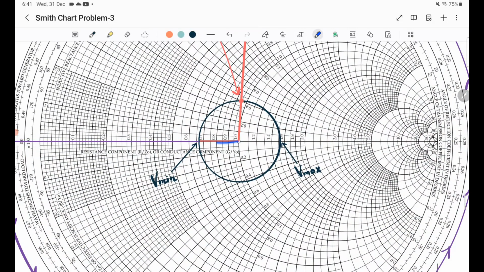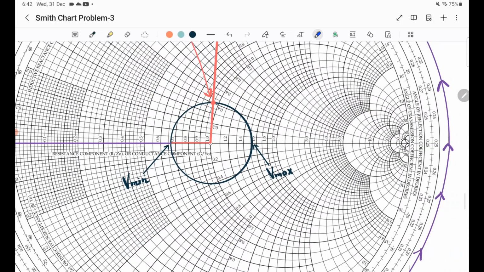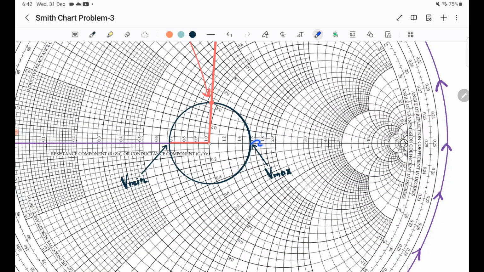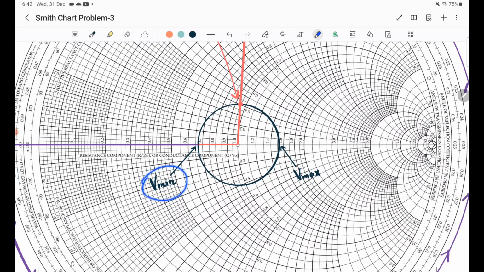So using this as the radius of the circle, you can draw a circle which is your constant VSWR circle. Now if you extend this line to this point, it will cut the VSWR circle here. This point is the position of V min. Similarly, if you extend this line, it will cut the VSWR circle at this point. This is the position of V max. Now in the question, the V min positions are given, so we are dealing with V min positions only.